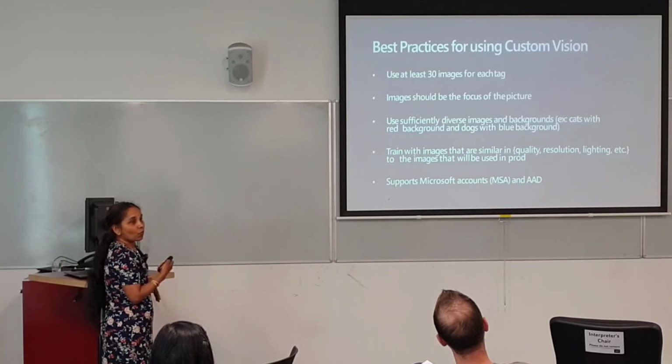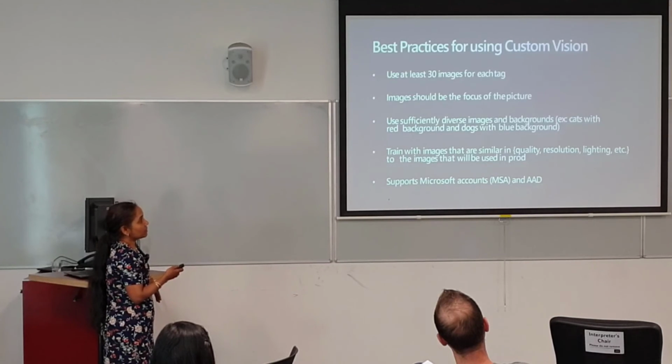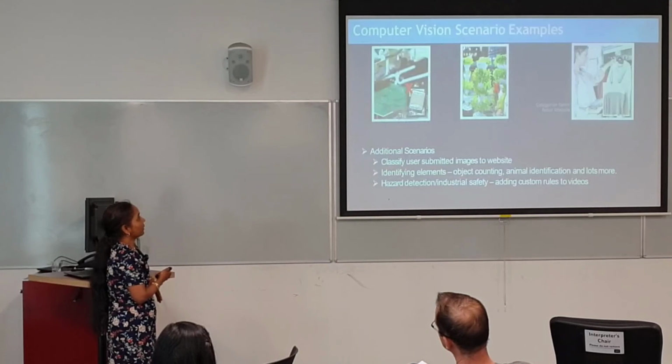Best practices for using custom vision is use at least 30 images. Images should be the focus of the picture, not fuzzy like we have seen. Use sufficiently diverse images and backgrounds. Train with quality images, and mostly they suggest a white background. It supports Microsoft accounts and AAD.